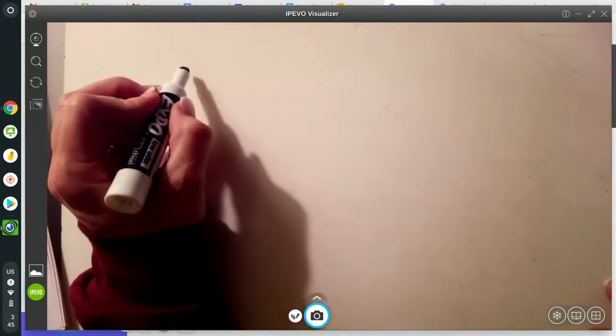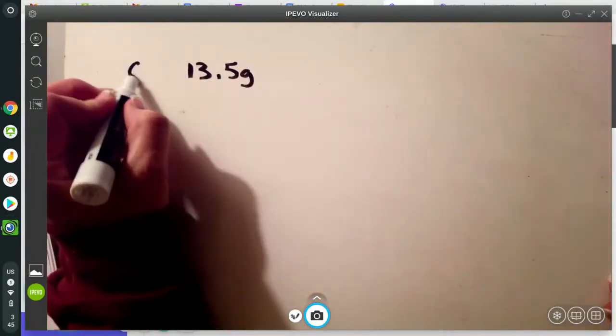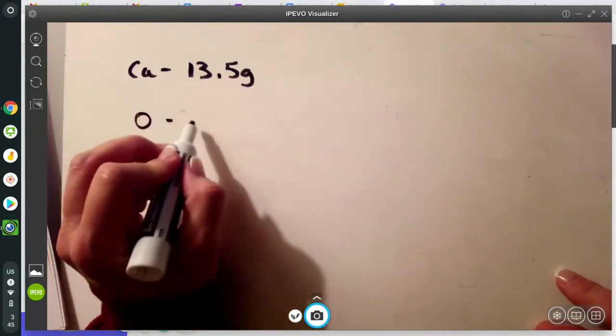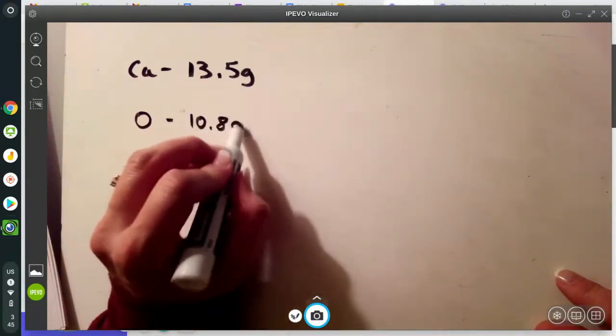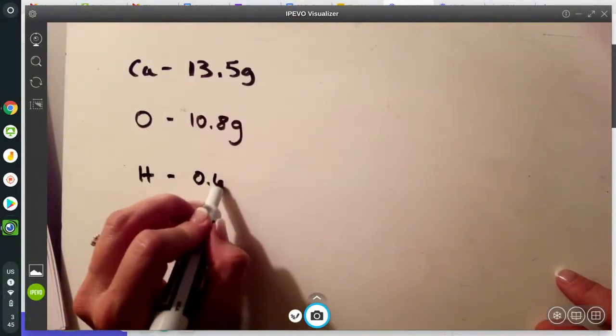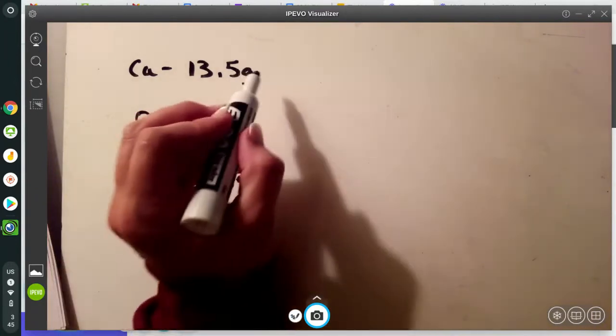This was in your note packet, on page 11. If I just copy down the information, it said that we had 13.5 grams for calcium, oxygen is 10.8 grams, and hydrogen is 0.675 grams. So step one, again, is to convert each of these to number of moles, just using molar mass.